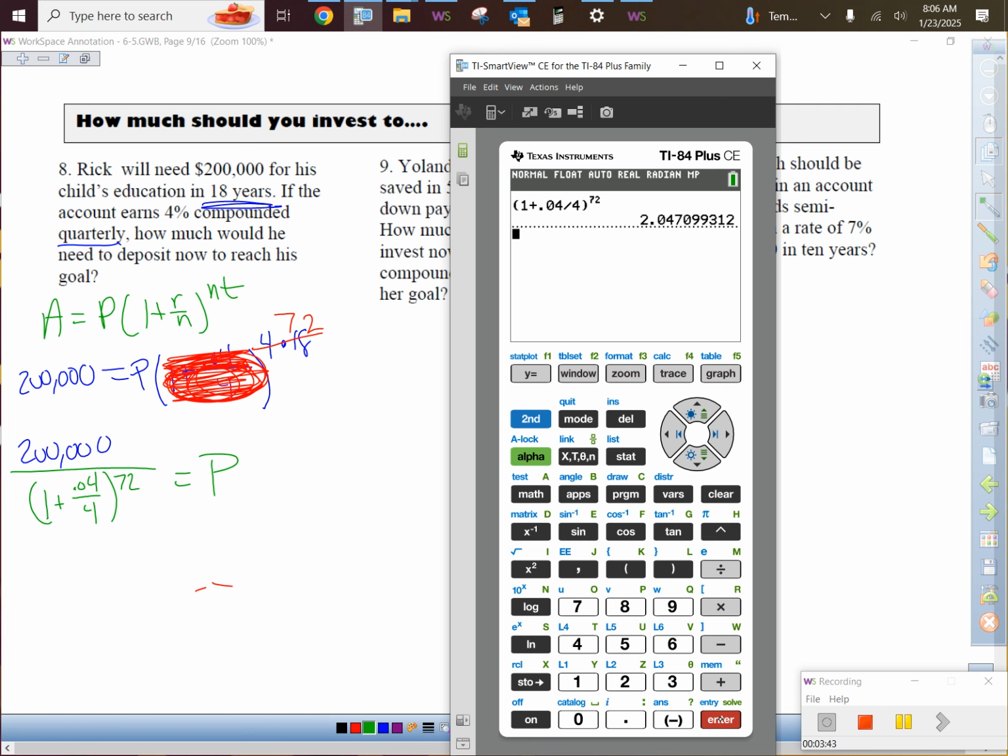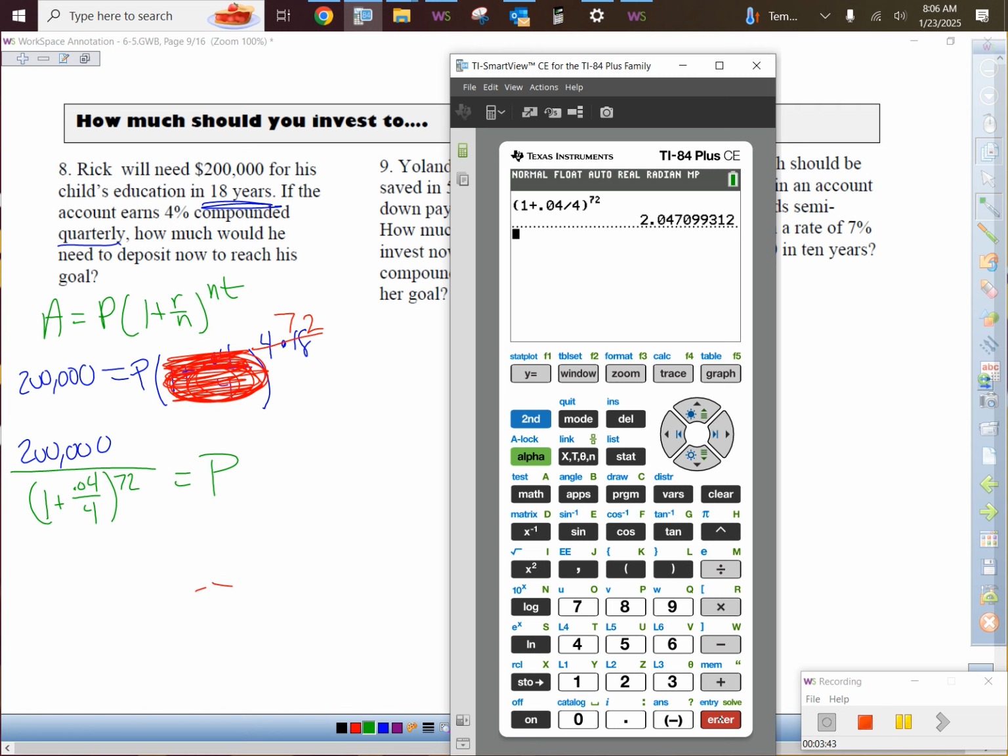Some of you have learned how to go up and copy numbers and paste them into other parts of your equations. You can't even copy and paste it because that decimal just keeps going, right? It's just a weird old decimal. Our calculator has rounded it off to like 8 decimal places, but it does keep going.